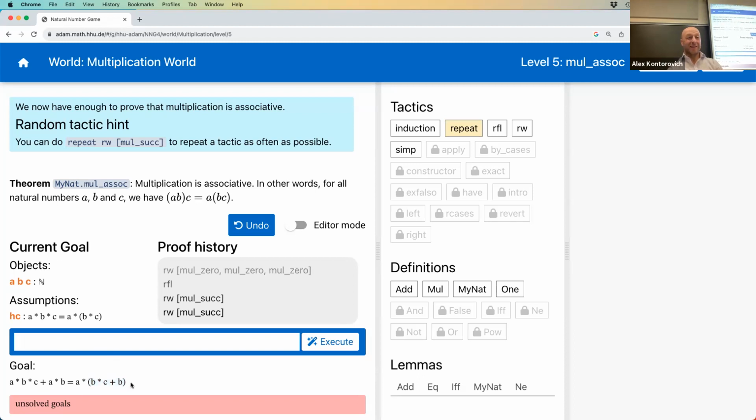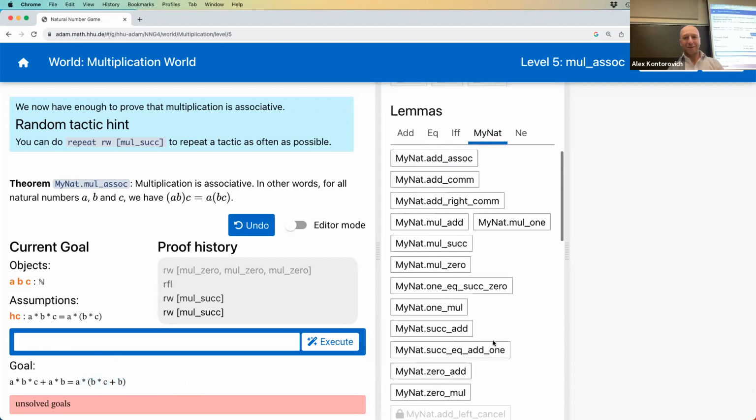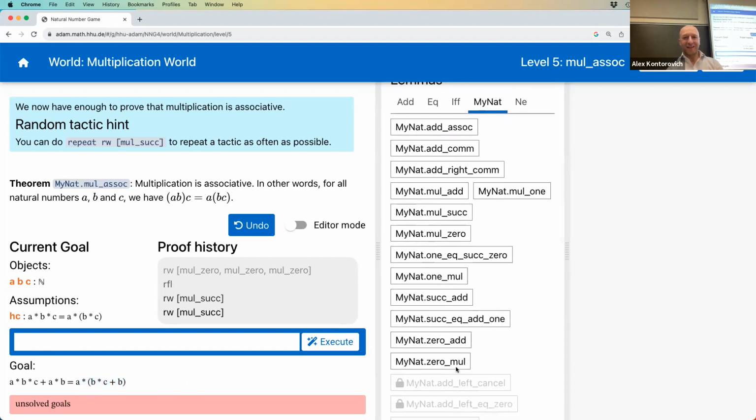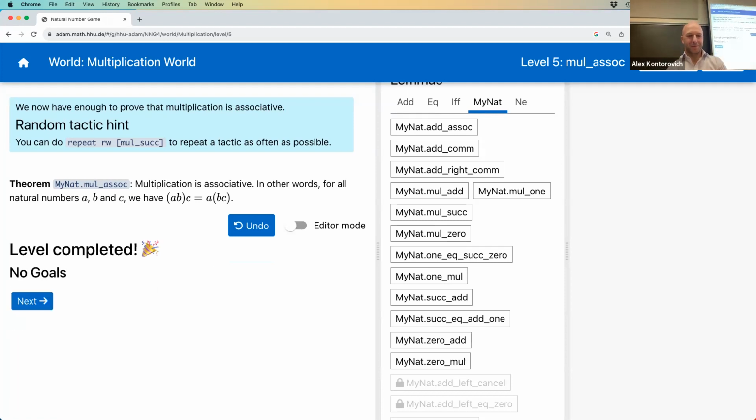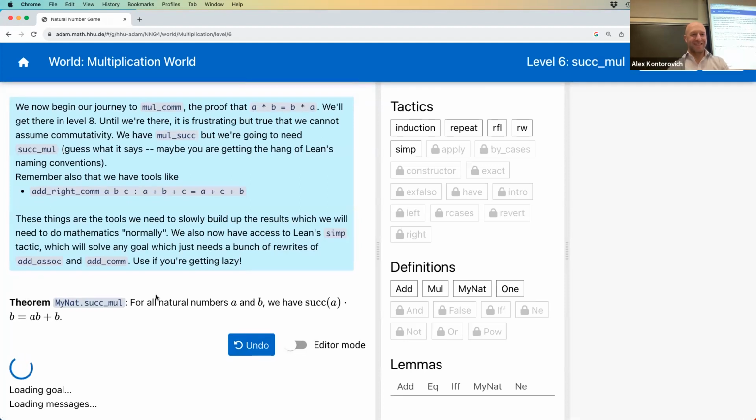It makes it this. Now I want to distribute the A, left distribute the A. What was that called here? It's mul add. Yeah, that sounds right. Let's rewrite mul add. Now we're almost done. Now we need induction. And we're done. REFL. Okay, I've been starting to see the differences in syntax. It makes a lot more sense.